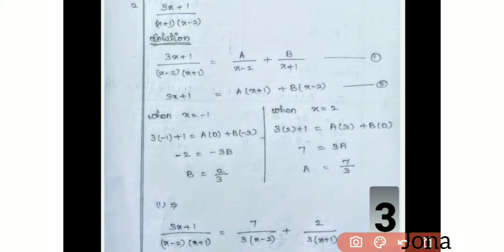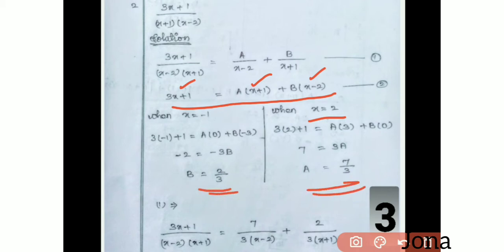Likewise, I want to equate the factor x minus 2 equal to 0. Therefore, x equals 2. Put x equal to 2 in the same equation, on the left hand side and the right hand side. For x, I have to substitute here and here. So that I get the value of a now. We got the values of a and b here.